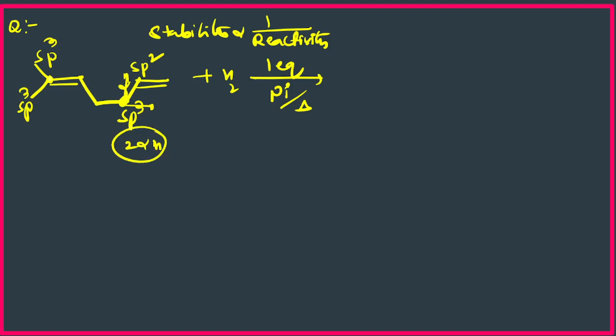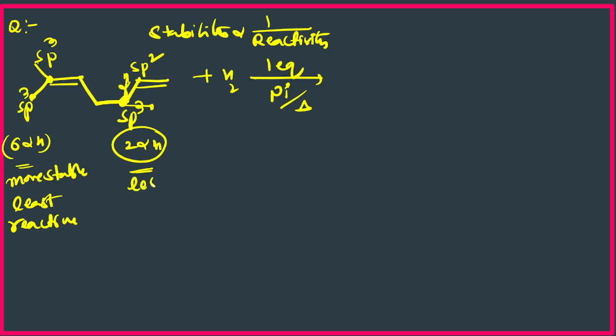This other carbon has three hydrogens, so it has six alpha hydrogens. Alkene stability is decided by hyperconjugation using alpha hydrogens. This carbon has two alpha hydrogens and that one has six, so six alpha hydrogens are more stable. More stable means least reactive; less stable means more reactive.